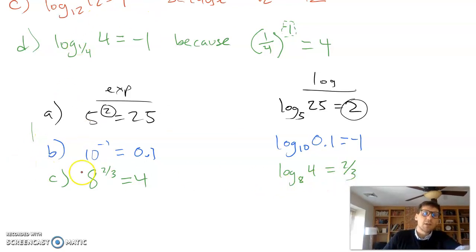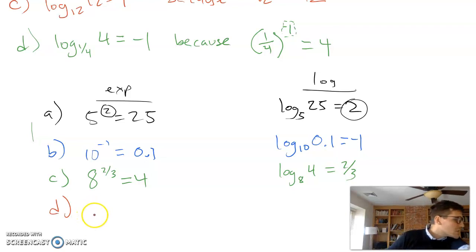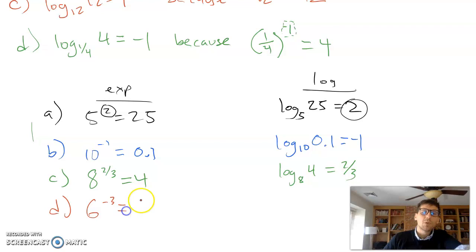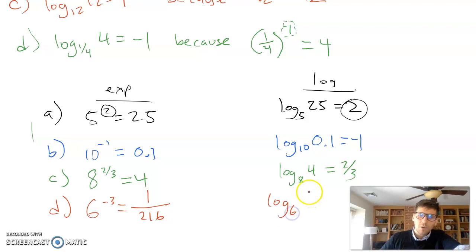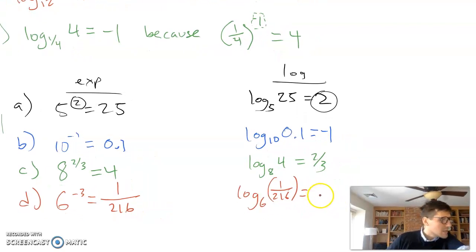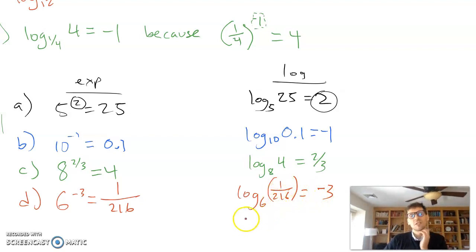And lastly, we have D, which is 6 to the -3rd equals 1/216. So the log base 6 of 1/216, which maybe we would like to put in parentheses for clarity's sake, is equal to -3 because 6 to the -3rd is this. So it's saying, what power of 6 gives you this? The -3rd power.